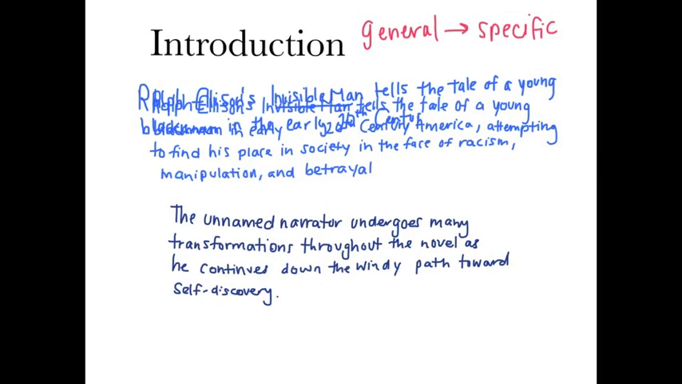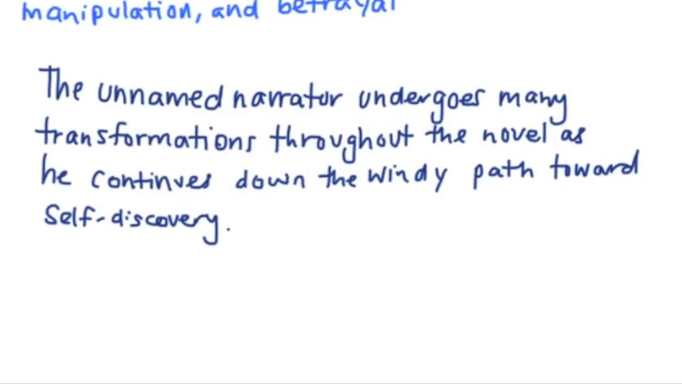Next, I have this kind of intermediate section of my introduction that discusses a slightly more specific part of the book and how it relates to the prompt, but it doesn't quite get to my main point yet. And that might read, the unnamed narrator undergoes many transformations throughout the novel as he continues down the windy path towards self-discovery. So I kind of introduced this idea of bildungsroman and self-discovery and identity, but I haven't quite gotten to my argument.